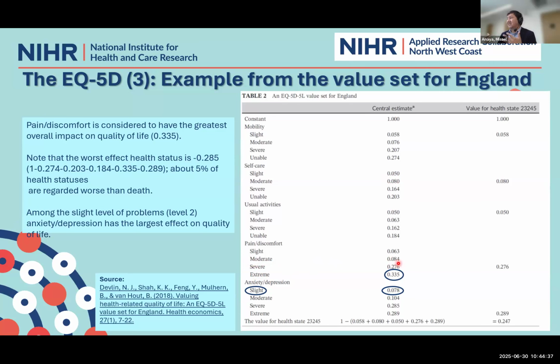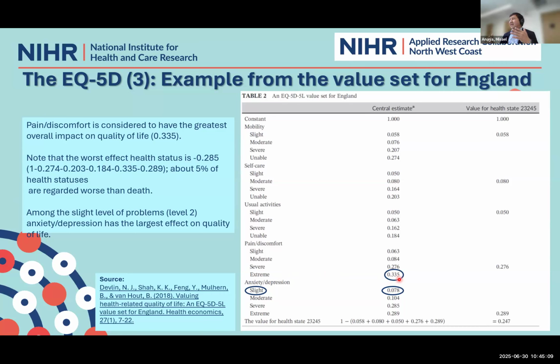And then it follows that, for example, if somebody ticks extreme pain, that will mean a 33.5% reduction in quality of life. So let's say I live 1 year more, but with extreme pain. That will reduce my quality of life by 33%. Okay, this is what this table means.